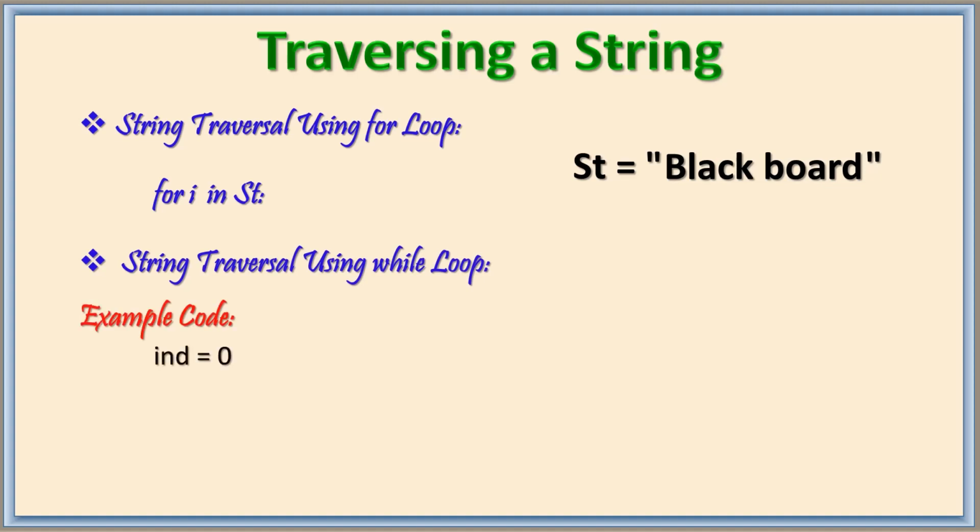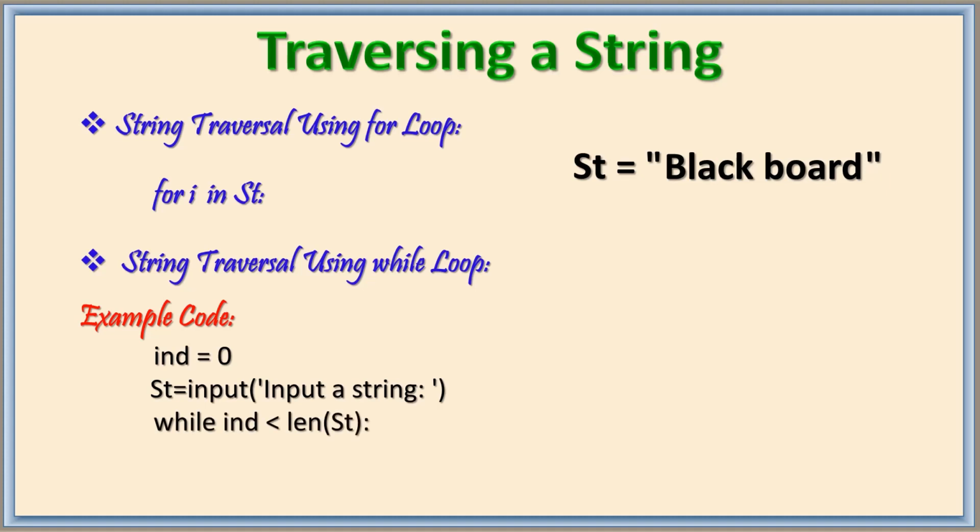index is equal to 0. So this we initiate as every string starts with its index number as 0. Then we need an input for a string. We will take the input from the user. Otherwise, we can also directly initiate the variable with the string. While index is lesser than len of string, we know the last index is 1 lesser than the length of the string. So when we are giving lesser than len of string, automatically it stops at the end of the string characters.